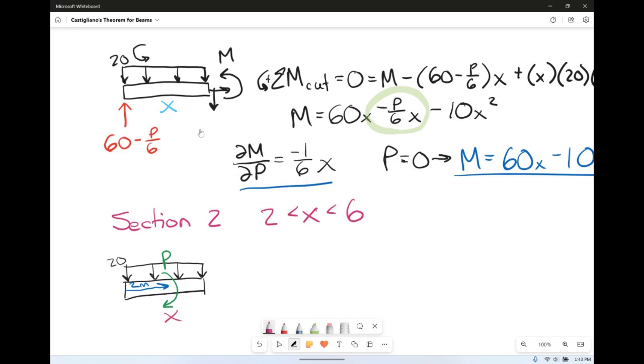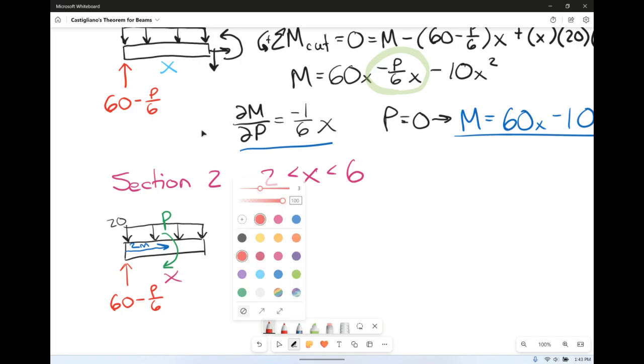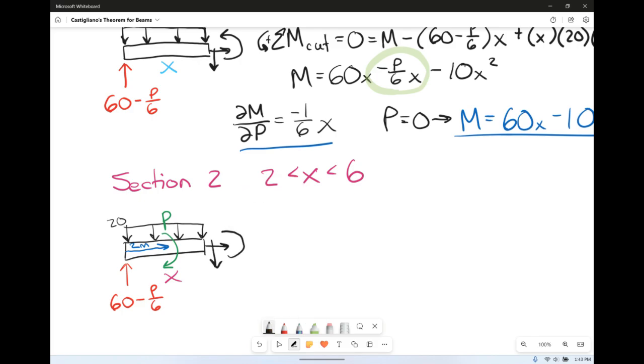Now the overall x here at the bottom, and we also have AY being still 60 minus P over 6. Lastly, we have our internal shears, normals, and moments.